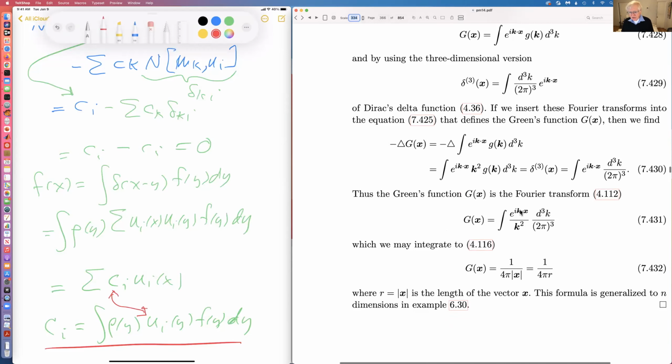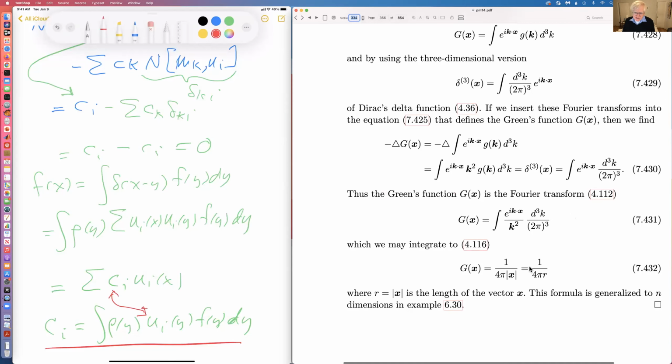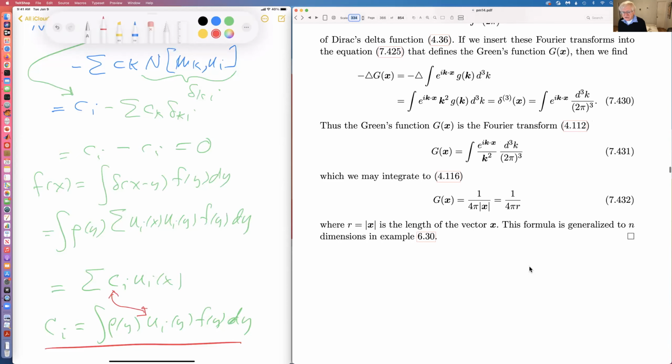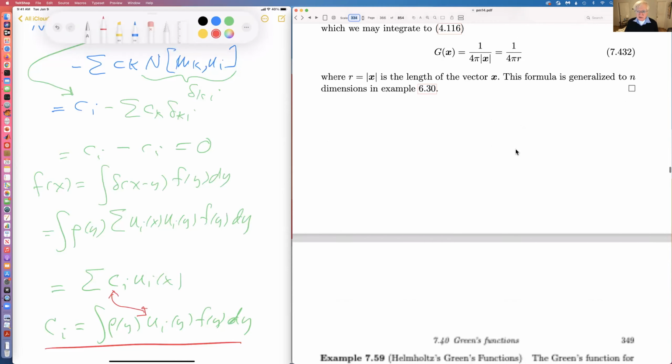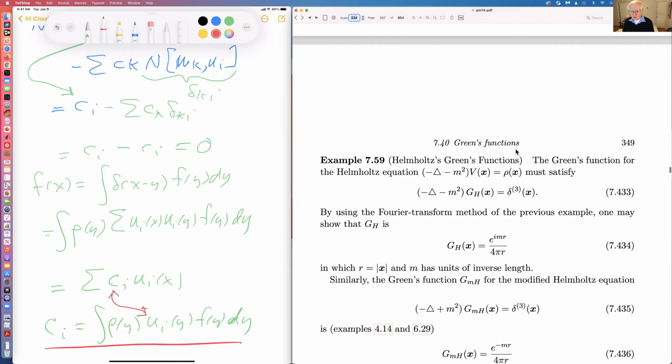So this is the Green's function for that. And this is probably the most important Green's function in physics, 1 over 4 pi r. This is the Coulomb potential. It's also the gravitational potential. So it just occurs everywhere.